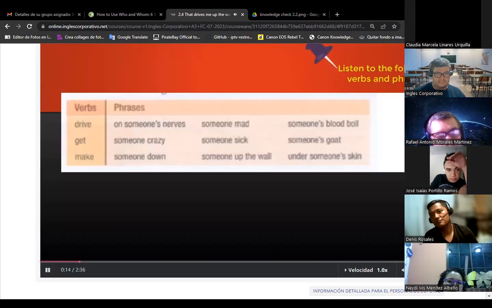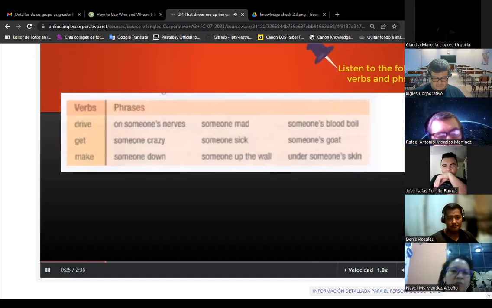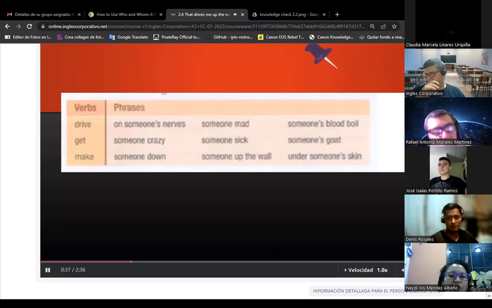Verbs: drive, get, make. Phrases: on someone's nerves. Someone crazy. Someone down. Someone mad. Someone sick. Someone up the wall. Someone's blood boil. Someone's goat. Under someone's skin. I will give you a minute. Try to make all the combinations possible. They have to make sense. Once the time is up, I will show you the phrases.